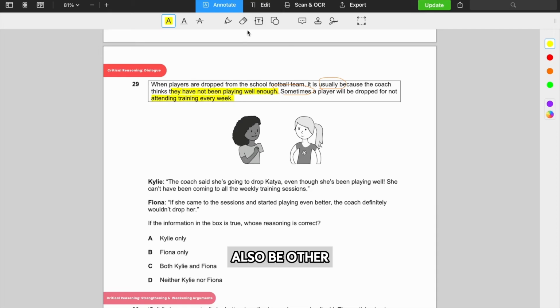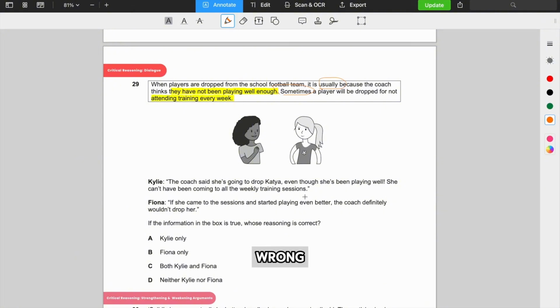But there could also be other reasons why they're dropped, right? Maybe they have poor sportsmanship, maybe they're really rude, maybe they've harassed other members, or maybe they have some kind of personal injury, or underlying health issues. There could be so many reasons. These are two possible explanations for why they're dropped. So knowing this, it should be pretty easy to answer this question. Kylie: the coach said she's going to drop Katya even though she's been playing well. She can't have been coming to all the weekly training sessions.